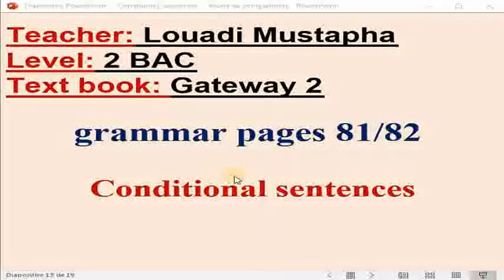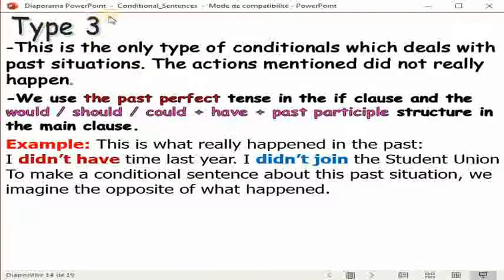In this video, we are going to deal with conditional type 3. Conditional type 3. Okay, so this is the only type of conditionals which deals with past situations.